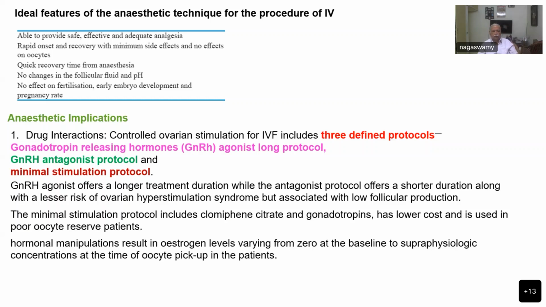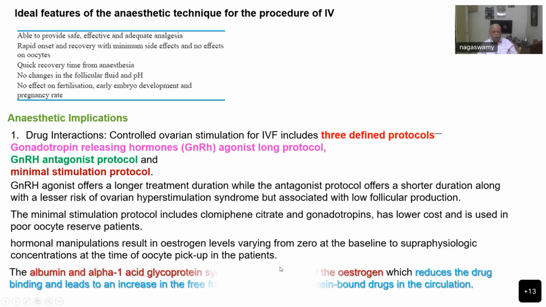Hormonal manipulations result in estrogen levels varying from zero at the baseline to supraphysiological concentrations at the time of oocyte pickup. The albumin and alpha-1 acid glycoprotein synthesis are affected by the estrogen, which reduces drug binding and leads to an increase in the free fraction of highly protein-bound drugs in the circulation. So this is the effect of those high levels of estrogen in the body.